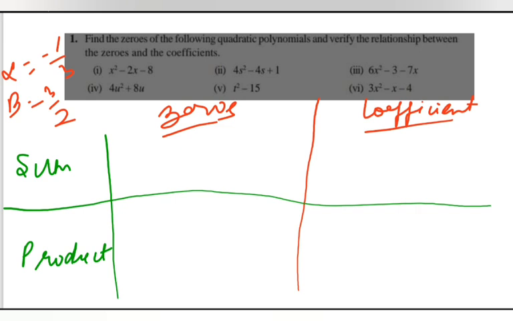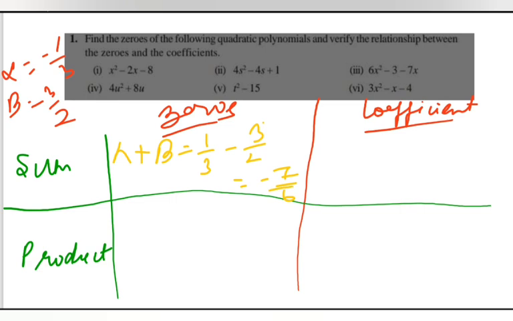Now for zeros, to find sum we should add both the zeros. It is minus 1 by 3 plus 3 by 2, so that will be equal to minus 7 by 3. Wait for a second. Sorry, 7 by 6. Yeah, the answer is 7 by 6 for this.